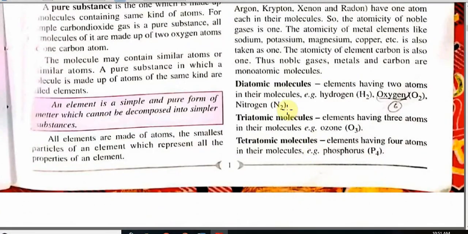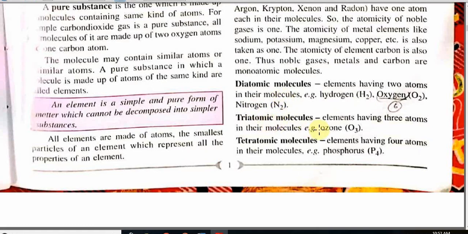Similarly, going to diatomic molecules, diatomic molecules have two atoms in their molecule. You can see here hydrogen represented as H2. It means one molecule of hydrogen is composed of two atoms of hydrogen. Similarly, nitrogen is N2. It means two atoms of nitrogen will make up one nitrogen molecule.